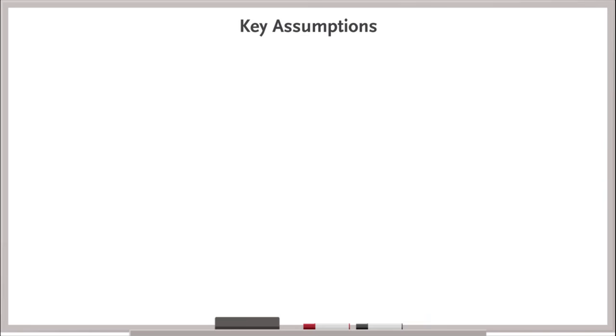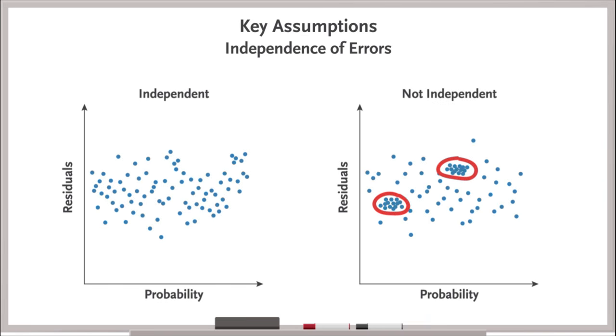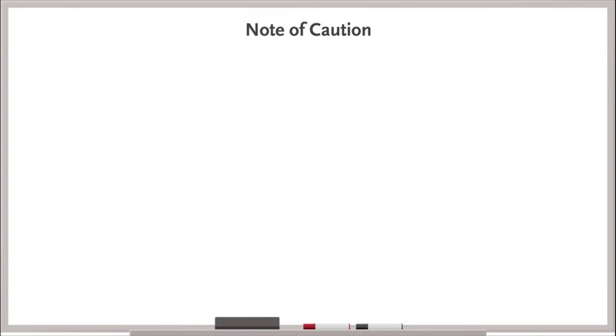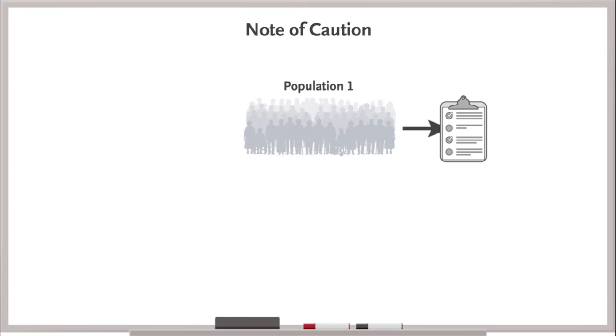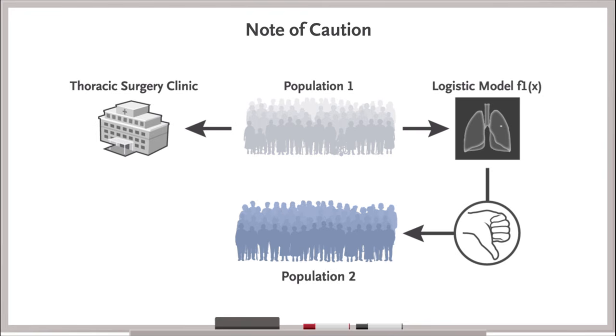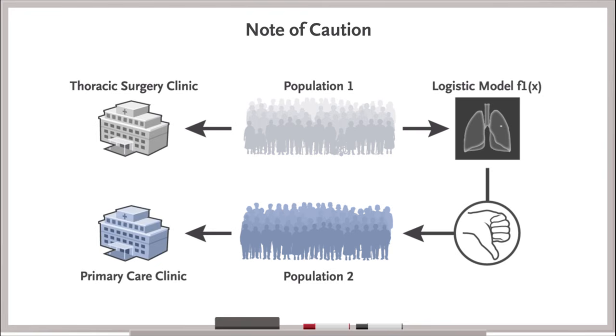Fourth, logistic regression assumes independence of errors, which means that error terms, or residuals in your statistical model, are not correlated with each other. One note of caution: it's very important to characterize the population in which you are applying your model. In other words, consider the generalizability. A model developed for lung nodules in patients who presented to a thoracic surgery clinic may not be appropriate to apply to all comers, say in a primary care clinic, because the risk profile for the patient population used to create the model likely differs from that for all comers.